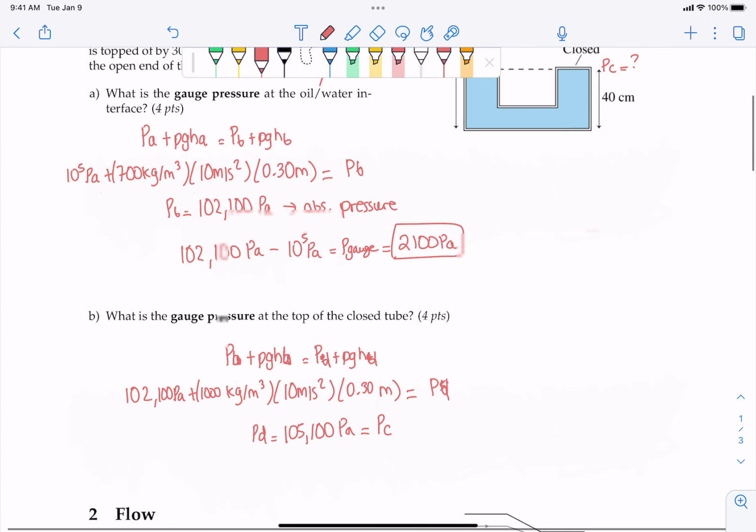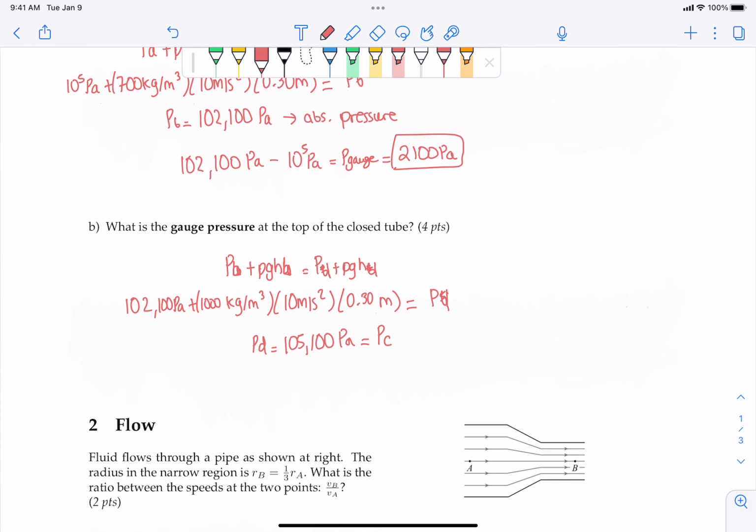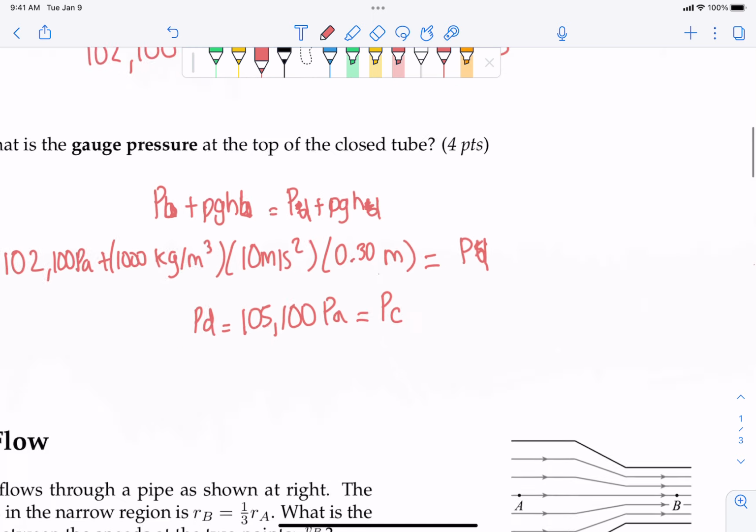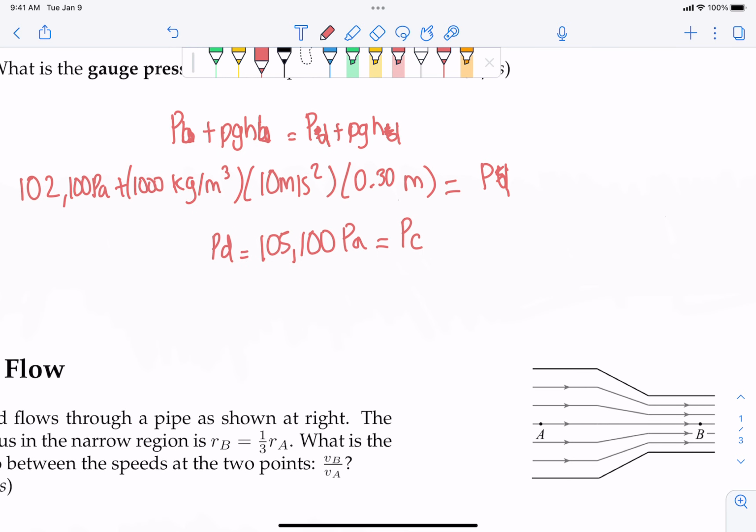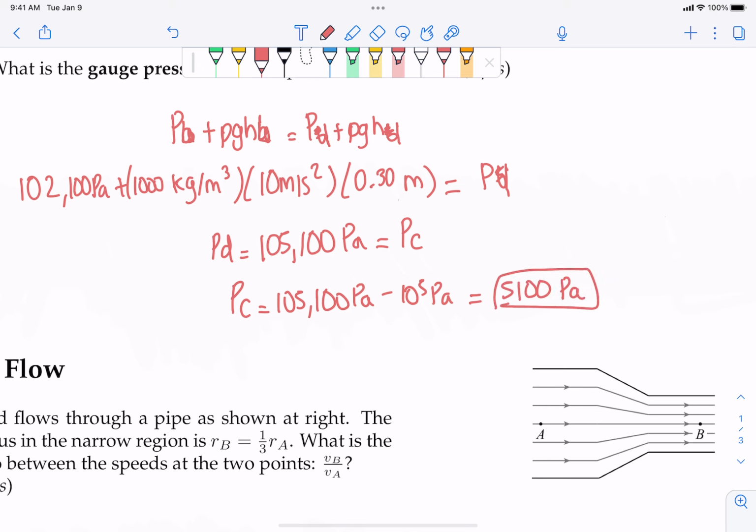Now, PC is the pressure at the top of the closed tube, and this is the absolute pressure, right? So what do we need to do to convert it to gauge pressure? We know that PC is equal to 105,100 pascals. How can we convert it to gauge pressure? Yep, excellent. Minus 10 to the fifth pascals, so minus 100,000. And that should give us 5,100 pascals for the gauge pressure at the closed tube.